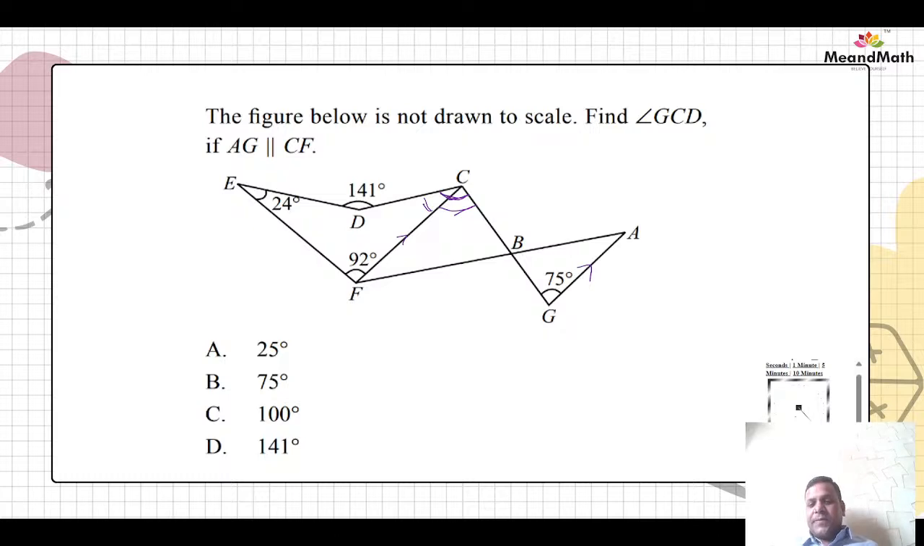Use the given part. AG parallels here. This is the hint. I'll not give any hint after that. 50% time has been passed. It's 70 seconds left.